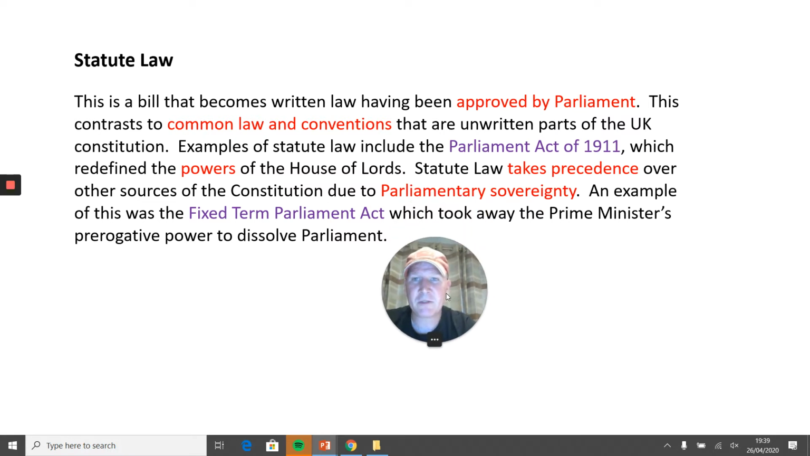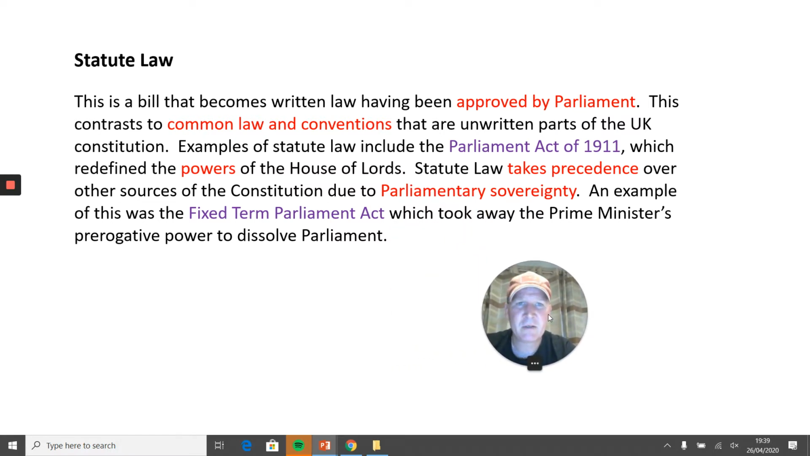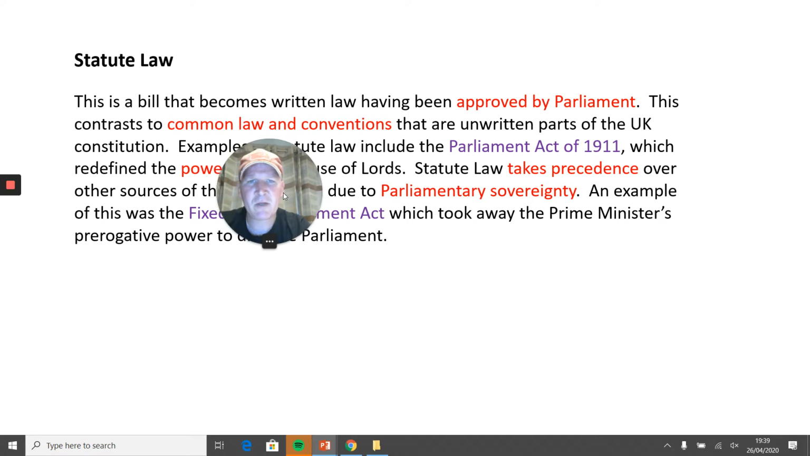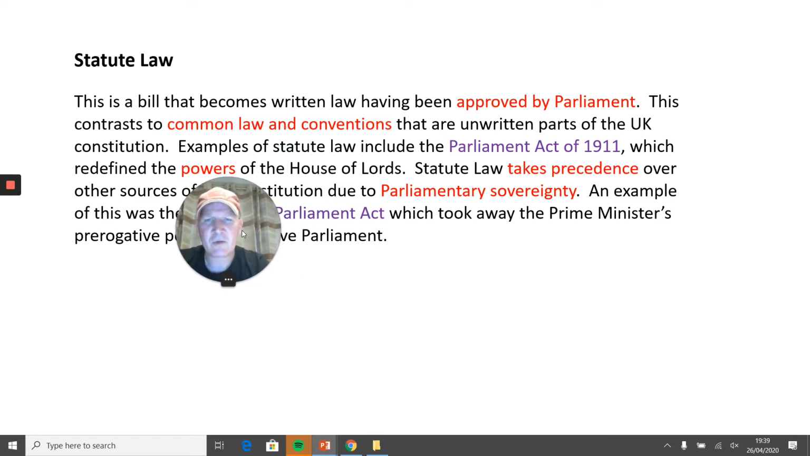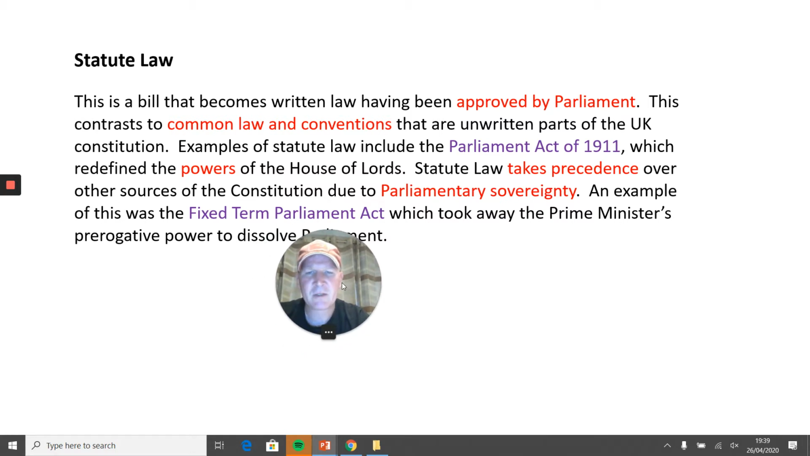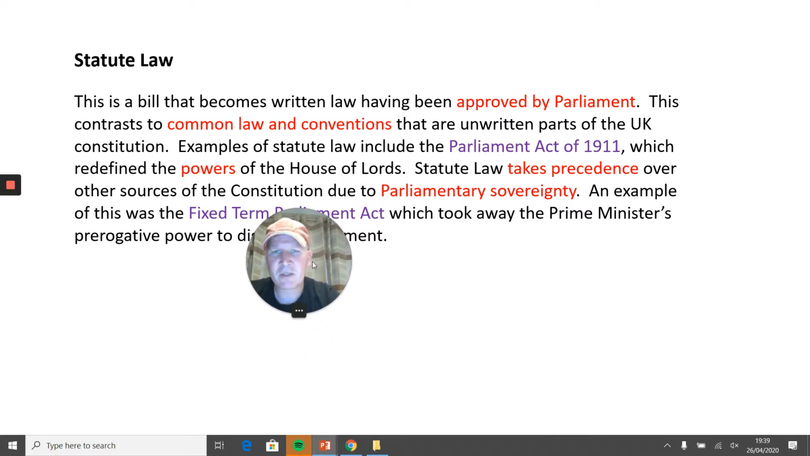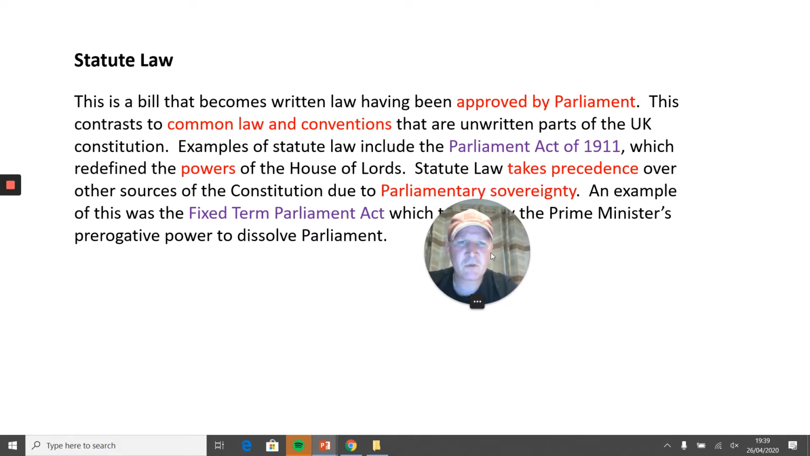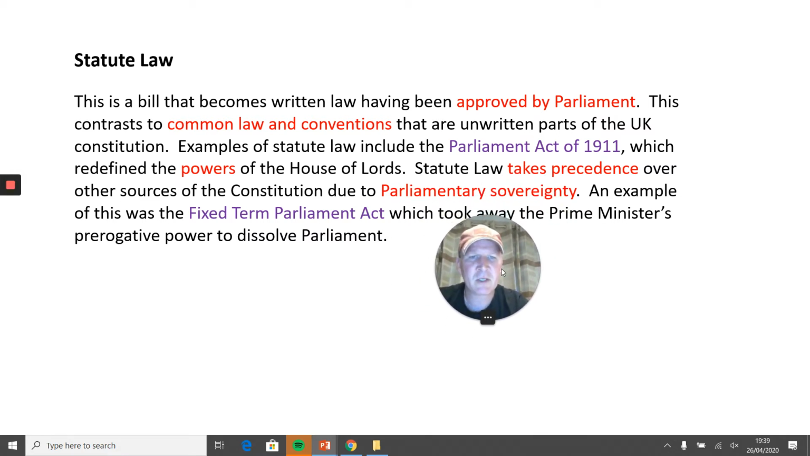Okay, how well did you do? Let's have a look at this. If you look at mine, you can see the red are the key terms we're looking for. Statute law being approved by Parliament, contrasting the common law and conventions. For example here, Parliament Act 1911, Fixed Term Parliament Act more recently. But crucially, statute law taking precedence over other sources due to parliamentary sovereignty. These are all the key aspects of it.